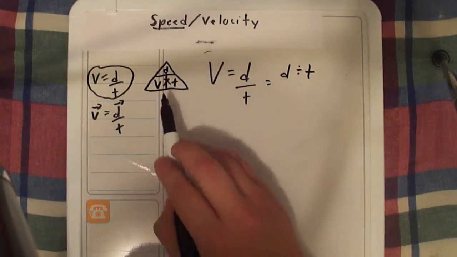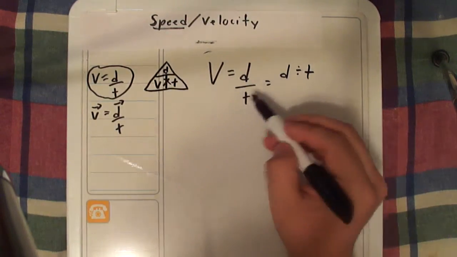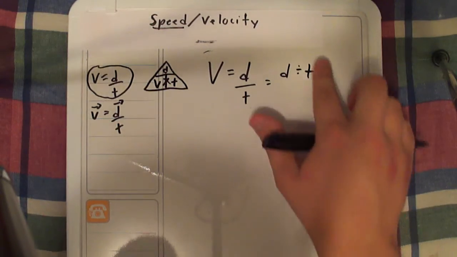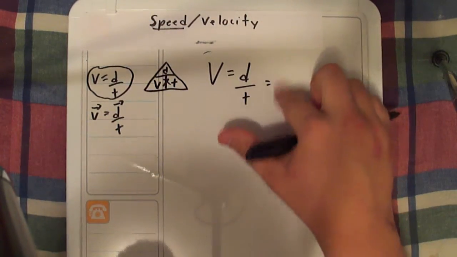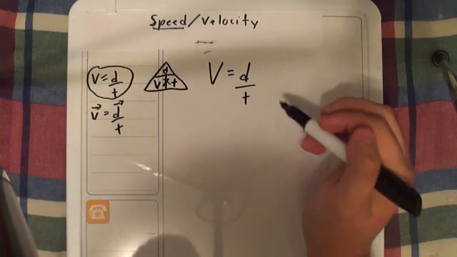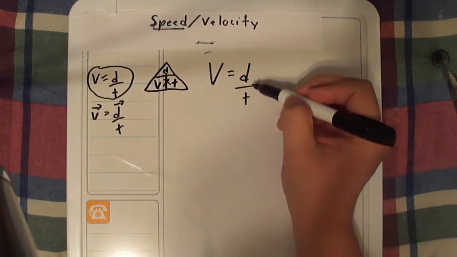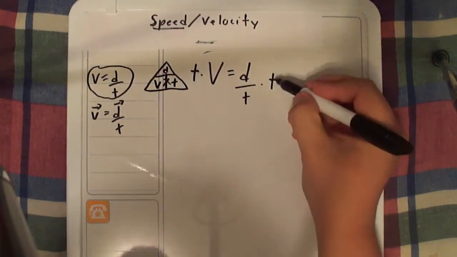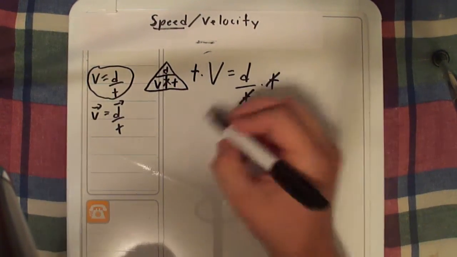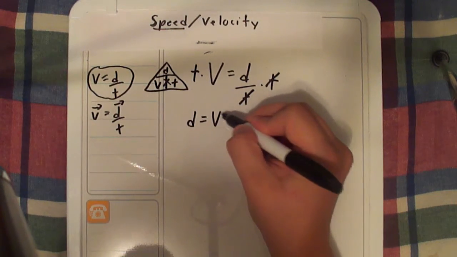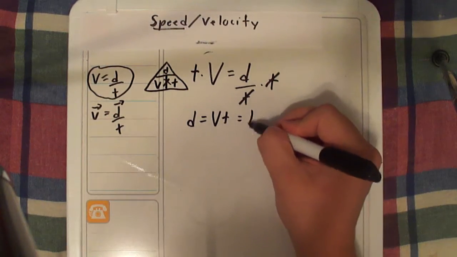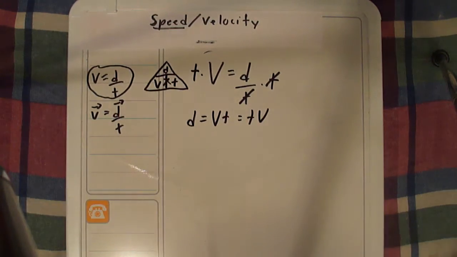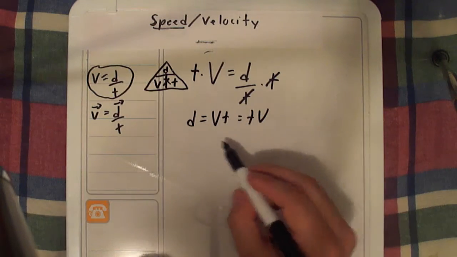Also, to rearrange it, you can look at your triangle or do this. So if you're looking for D, let's say, let's erase this for a second. Let's say you're looking for distance. What you do to get distance on its own, you multiply both sides by T. Automatically, this T and this T cancel out. You then get D equals VT, or TV if you want to be nerdy, or just, like TV. Your choice.